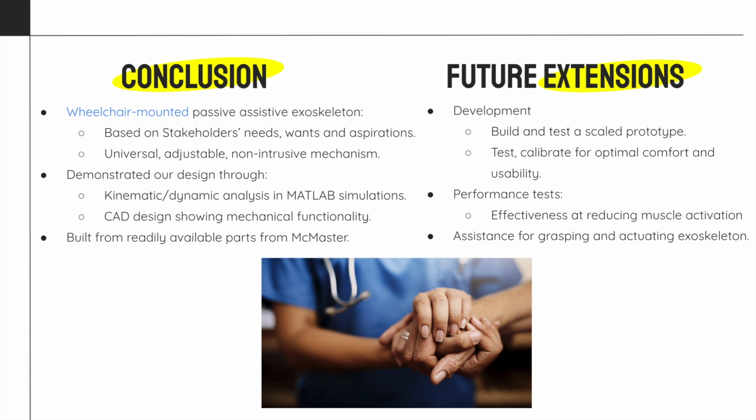For our next steps, we would like to create a scaled physical prototype so we can test and calibrate our design for maximizing range of motion and usability. We would also like to expand on this project by integrating some form of grasping assistance, and also explore using actuators in the exoskeleton for more impaired patients.